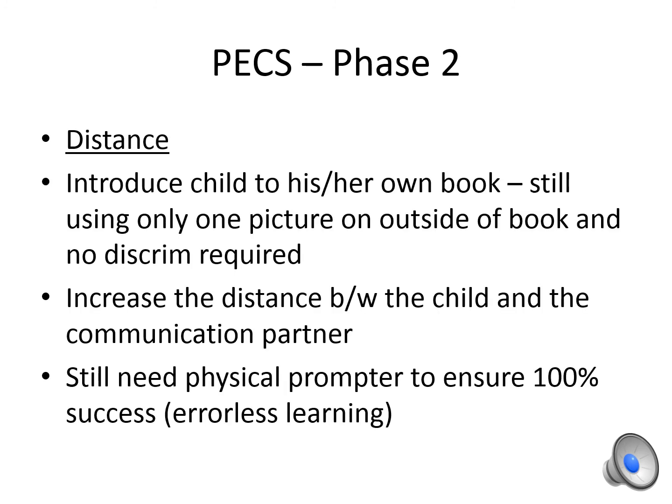So in phase 2, after the child is highly successful with phase 1, we start moving to distance and persistence. And distance means we're trying to get the child to walk a further distance to carry the picture to the communication partner. At this point, we still need a physical prompter to help them if they're struggling. So if they're picking up the picture, but they're losing track of what they're supposed to be doing in the middle of walking to the communication partner, then we have a physical prompter who helps them do that.